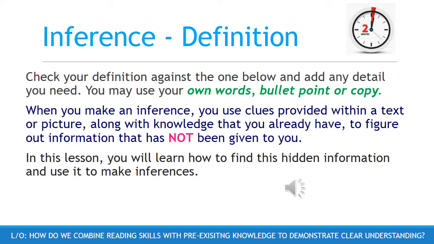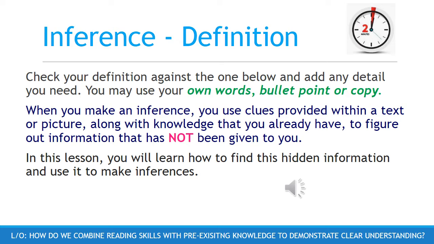So check your definition against the one below that's in blue and add any detail you need. So you can use your own words, you can bullet point, you can copy, you can even Google it again if you like, if you don't get this one. So when you make an inference, you use clues provided within a text or picture along with knowledge you already have to figure out information that has not been given to you.